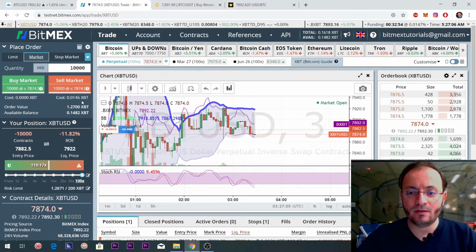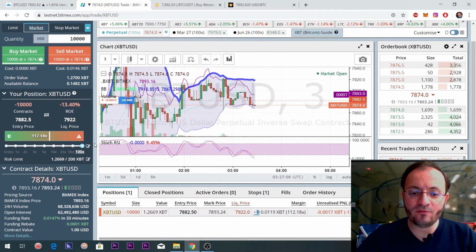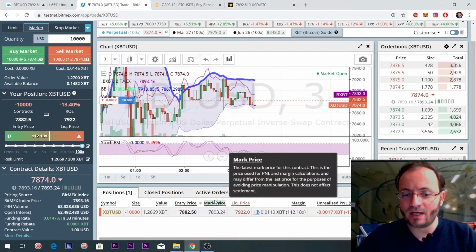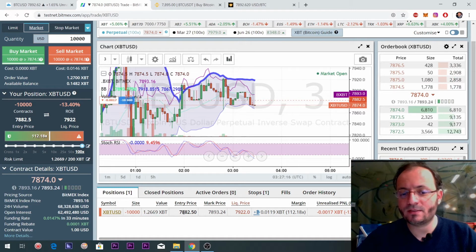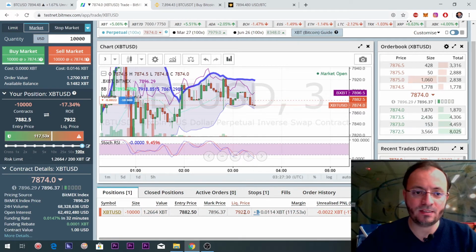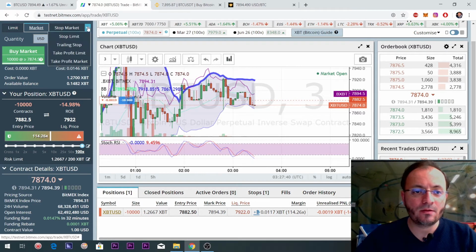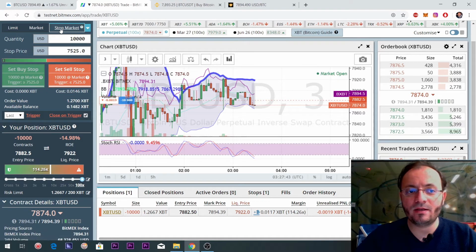$114. But it was a very risky move because the entry price was 7,882, and the liquidation price, the price where you've lost all your money, was $7,922. If you want to diminish that amount, you would maybe play a stop market.